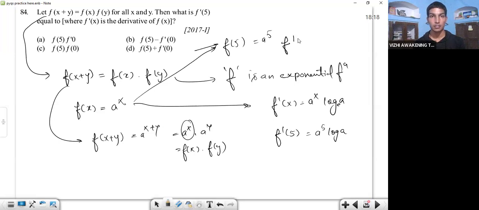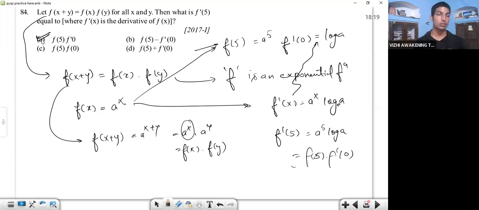What is f dash of 0? f dash of 0 is a raised to power 0, which is 1, times the logarithm of a. Yes, so a raised to power 5 is f of 5, into logarithm of a, which is f dash of 0. So this matches our option number A. So it is going to be the answer, the correct option. This was a previous question, which was asked in the 2017 ND paper.